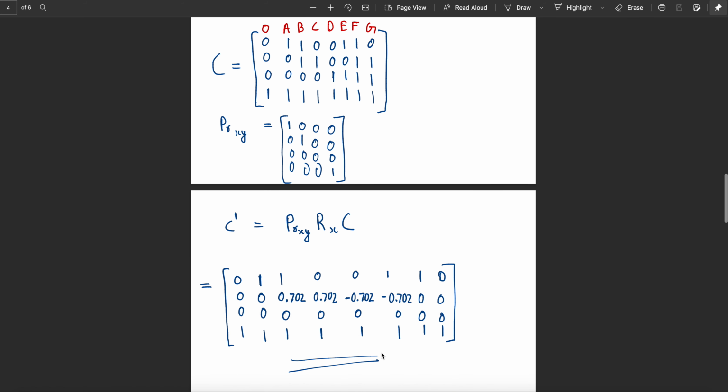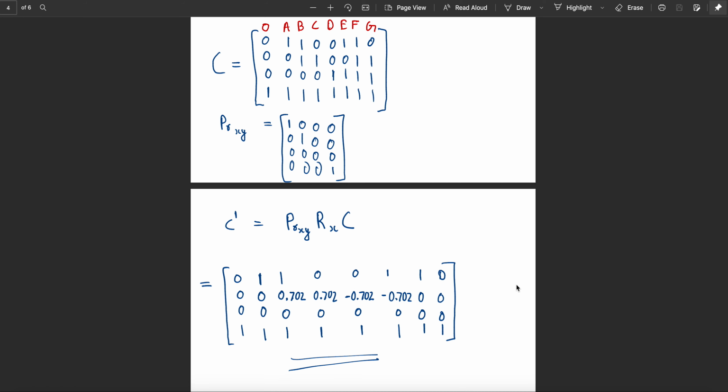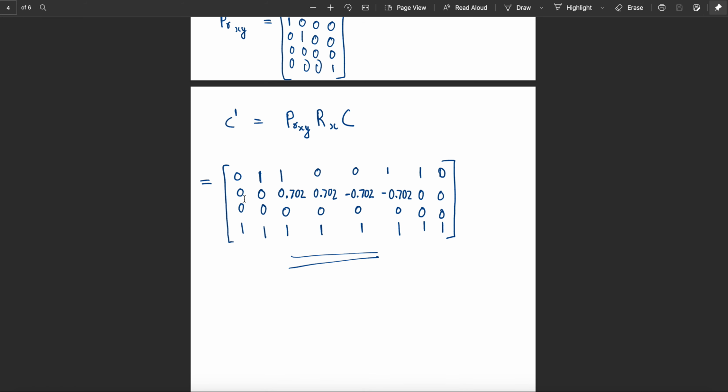So the transformation happens as follows. We first rotate the cube and then we apply the projection matrix to project it on the xy plane. So finally, we get the projected vertices. Notice that the z coordinate for all the eight vertices is 0.